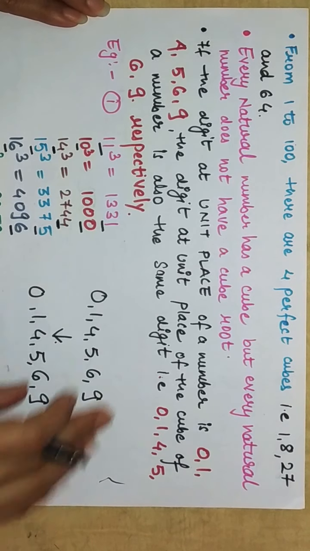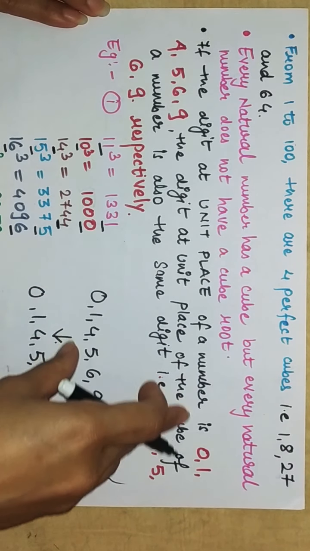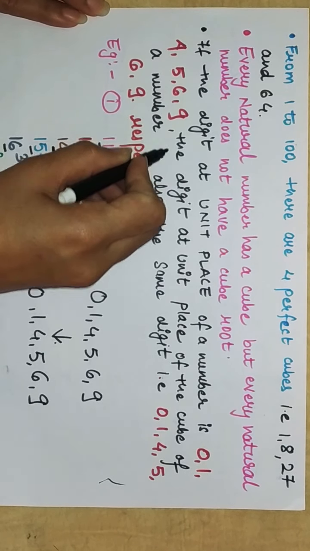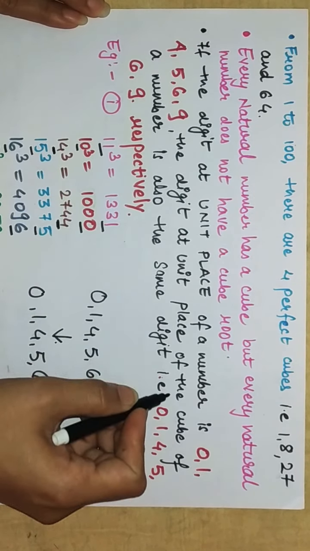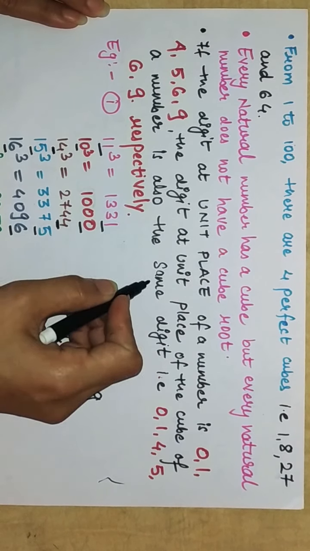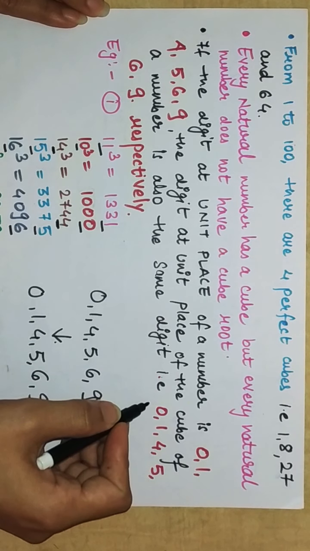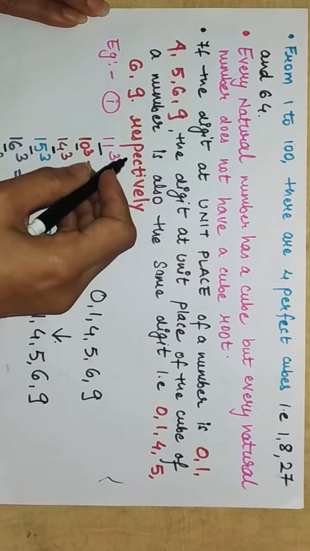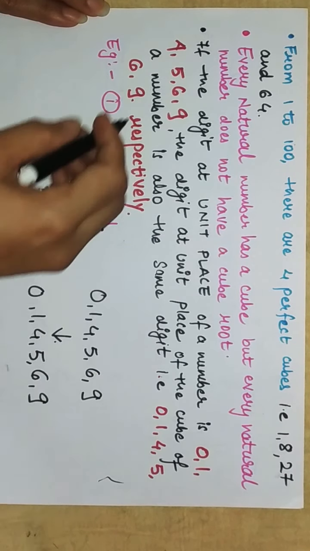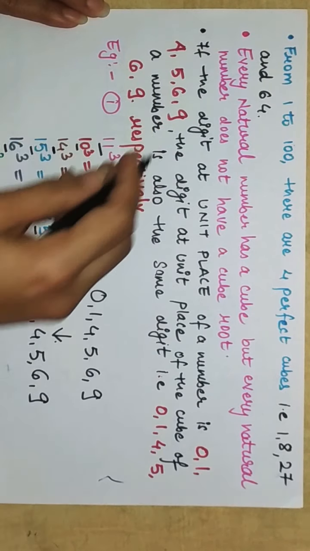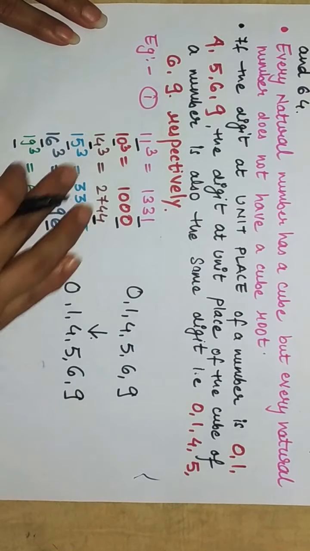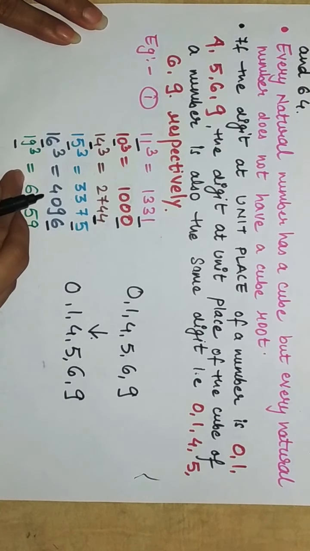If the digit at the unit place of a number is 0, 1, 4, 5, 6 and 9, the digit at the unit place of the cube of that number is also the same digit, that is 0, 1, 4, 5, 6 and 9 respectively. This point is very important, and I have explained this point with the help of some examples. Let's see the examples.